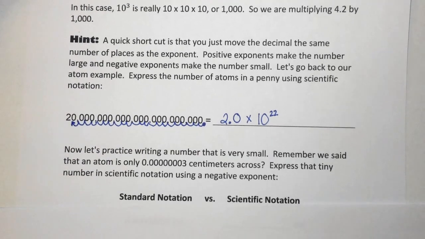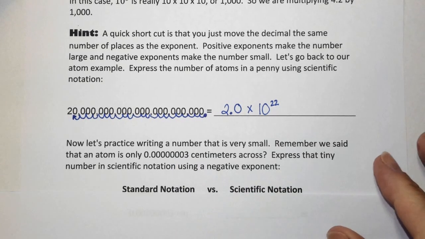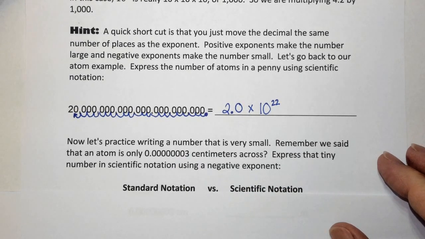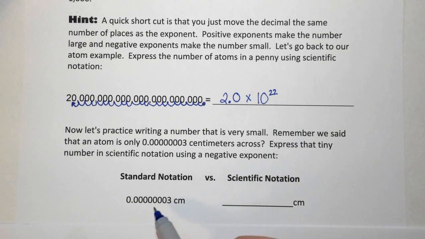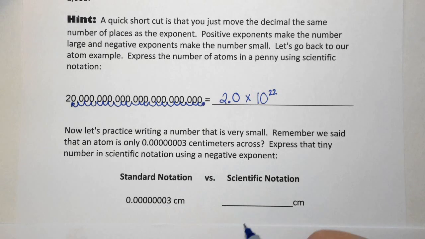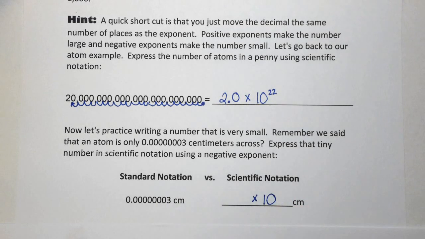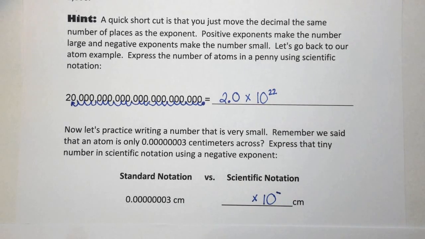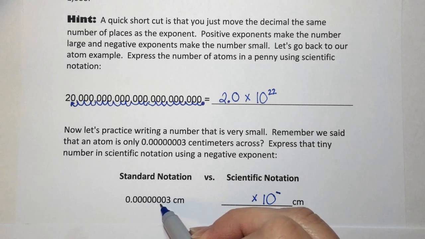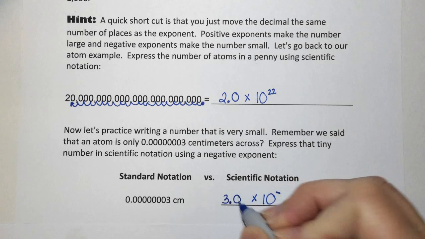Remember we said that an atom is only 0.000000003 centimeters across? Let's express that tiny number in scientific notation using a negative exponent this time. So here it is in standard notation. Now we're going to write it in scientific notation, which will be some number times 10 to a power. We don't know what the power is going to be, but we do know that because this number is so tiny, it's going to have a negative exponent. All right, I can pick a number less than 10, and I see 3. I'm going to use 3, and I don't have to write 0.0, but I will.